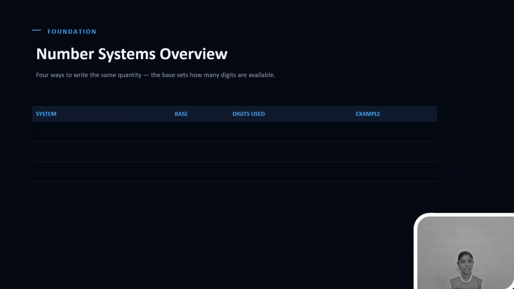This is the number system overview we discussed in the earlier class. You can see the system is binary, base is 2. Base 2 represents that it has only two unique codes, zeros and ones, which I specified as the digits used. I have given the example 1011 base 2. Binary is a combination of zeros and ones, and 2 represents the base or radix.